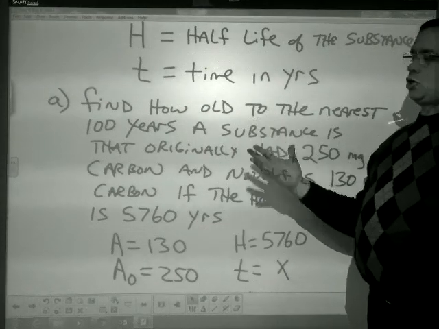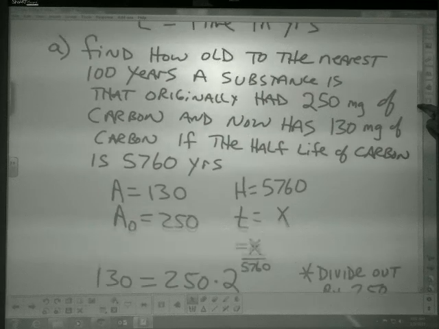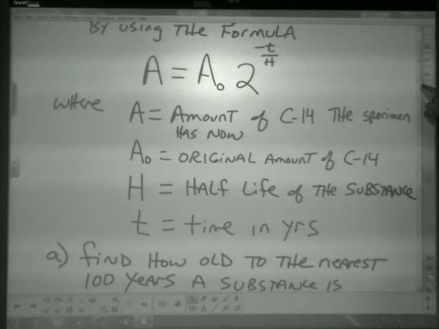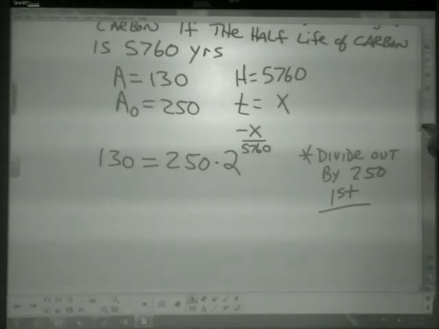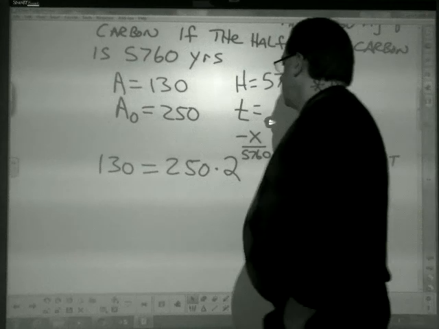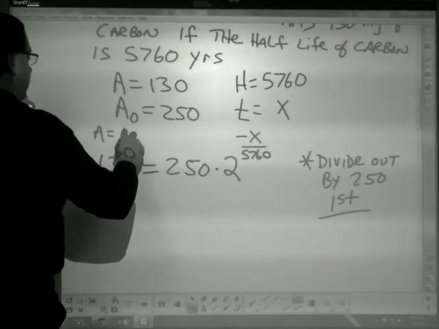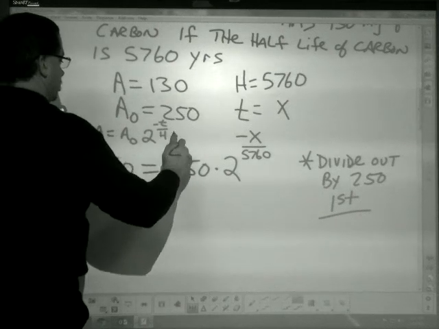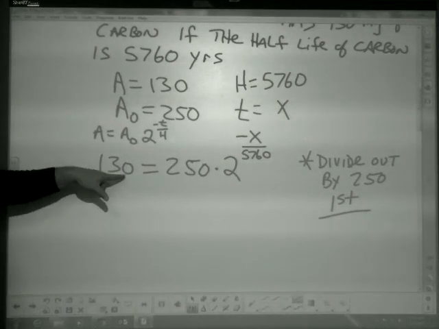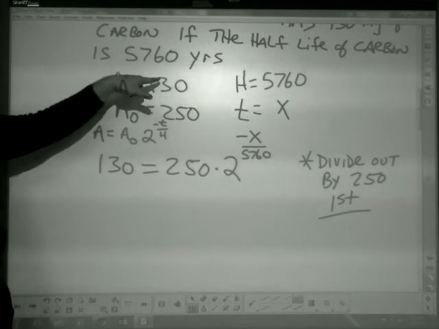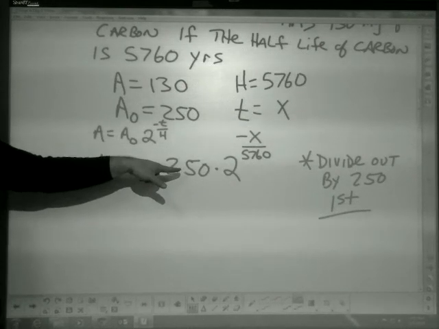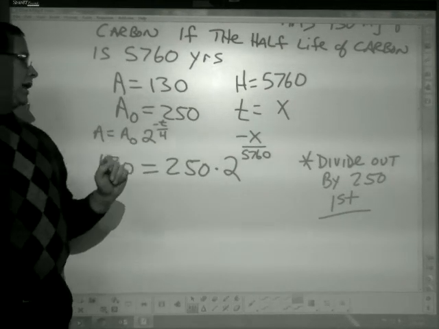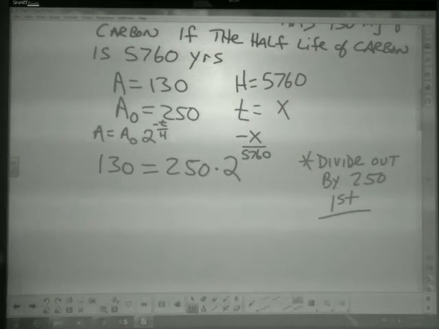And now we just plug and chug. So I plug into the formula. Here's my formula: A equals A sub 0, 2 to the negative T over H. A, which is the amount we have now, equals A sub 0 times 2, that number was in the problem, negative T, that's what we don't know, so I'll put an X there, over half-life.